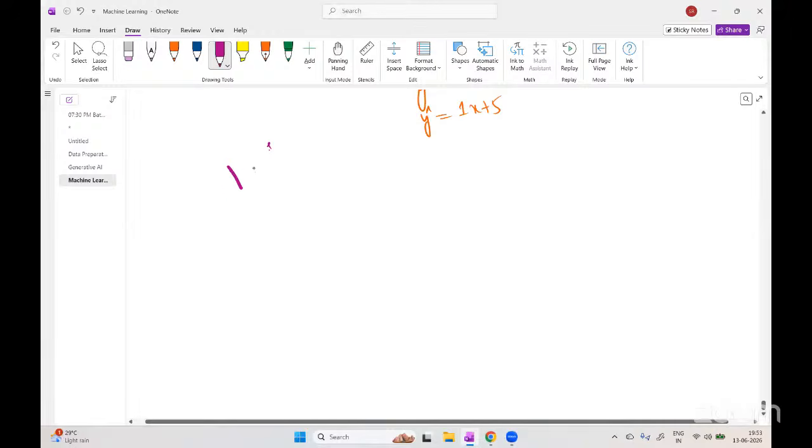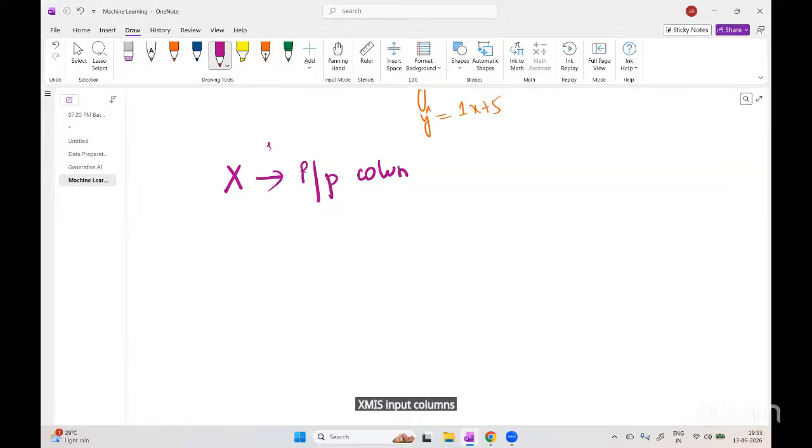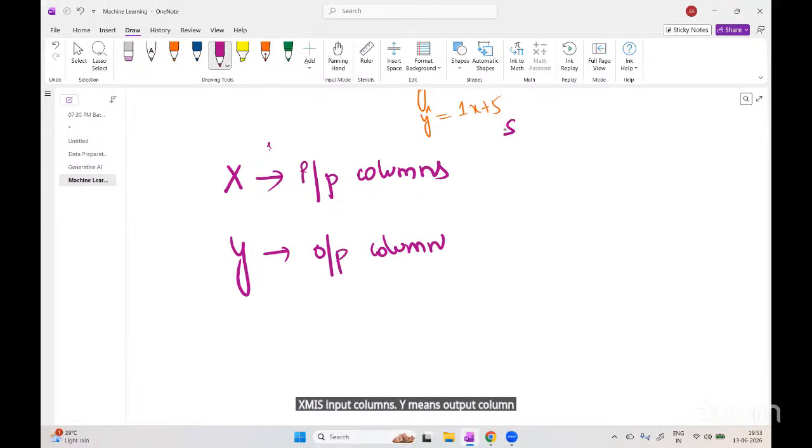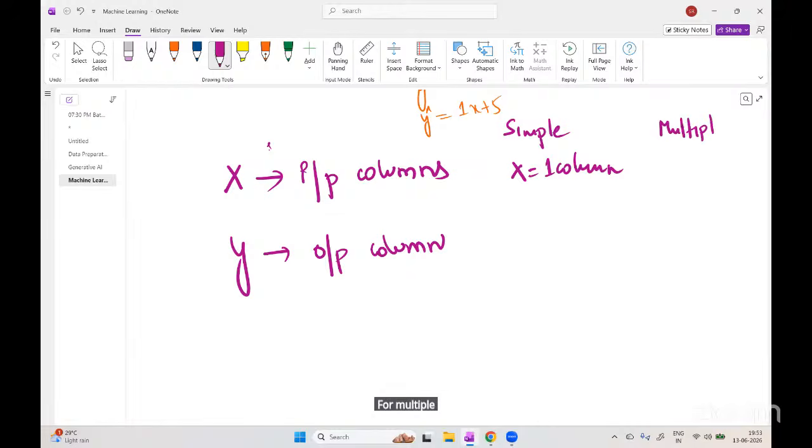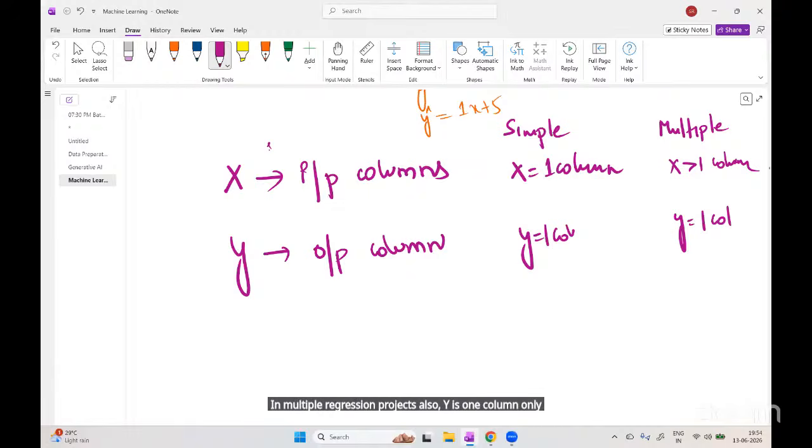Here, point number 1: X means input columns. Y means output column. For simple regression, X will be only one column. For multiple regression projects, X will be more than one column. For simple regression projects, Y is one column only. In multiple regression projects also, Y is one column only. Y is always one column.